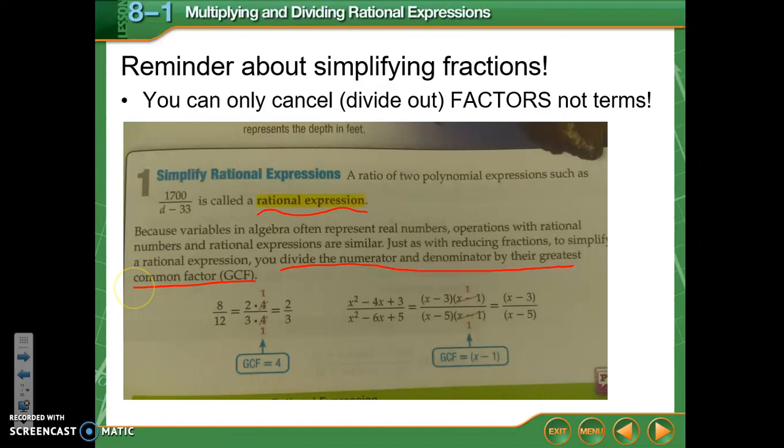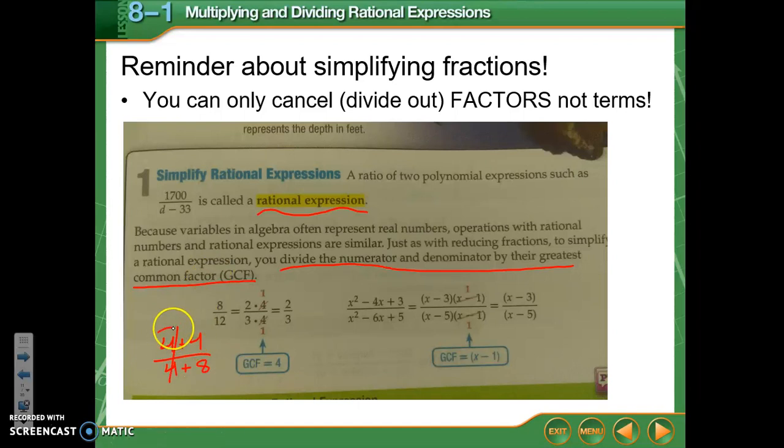So just like when I reduce fractions, I reduce a rational expression by dividing the numerator and the denominator by the GCF. So for example, if I have the fraction 8 over 12, 8 is 2 times 4, 12 is 3 times 4. 4 is the greatest common factor. 4 divided by 4 is 1, so it reduces to 2/3. It is not okay to say, well, okay, 8 is 4 plus 4, and 12 is 4 plus 8, and then cross out these 4s.